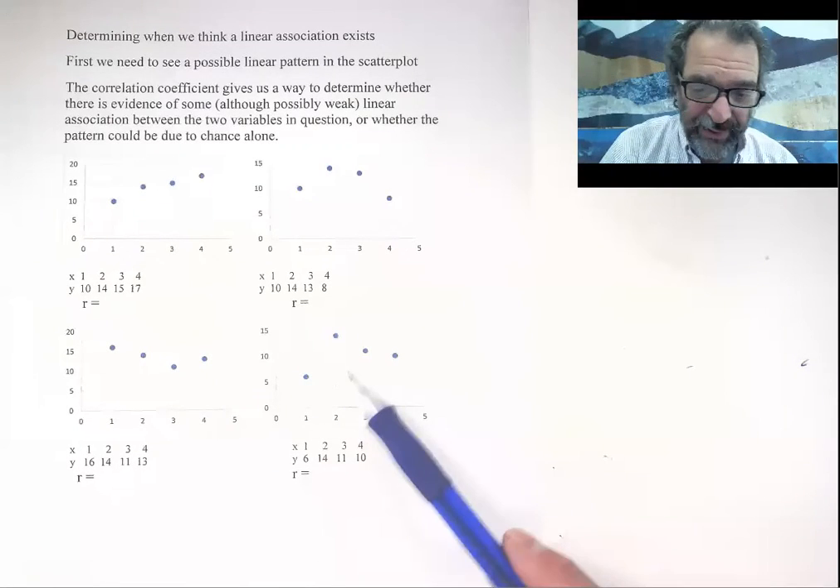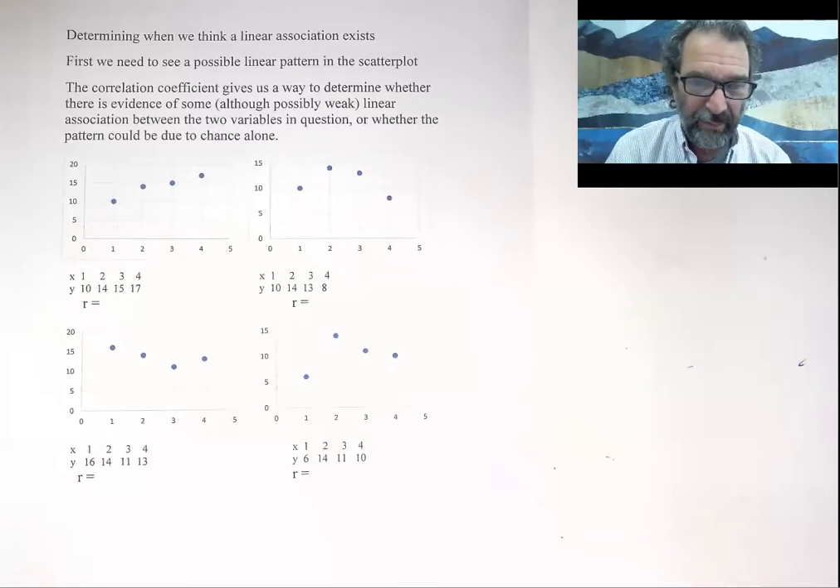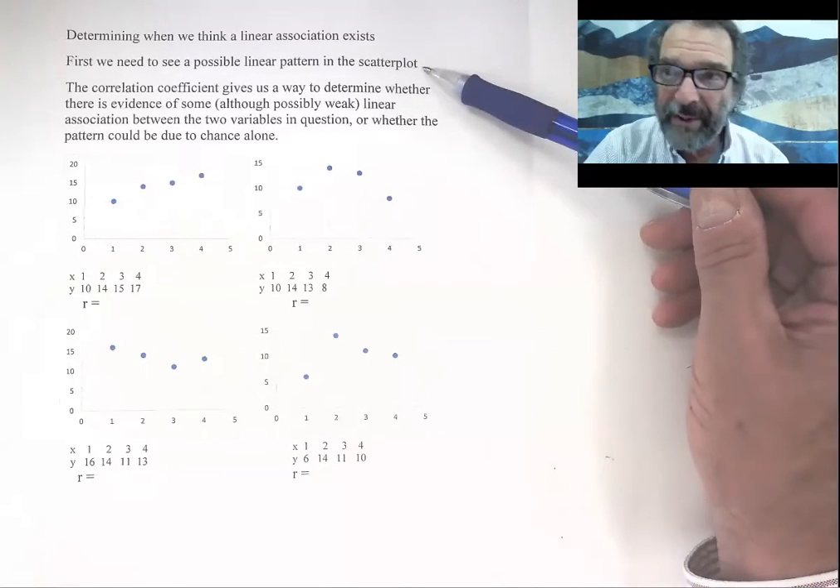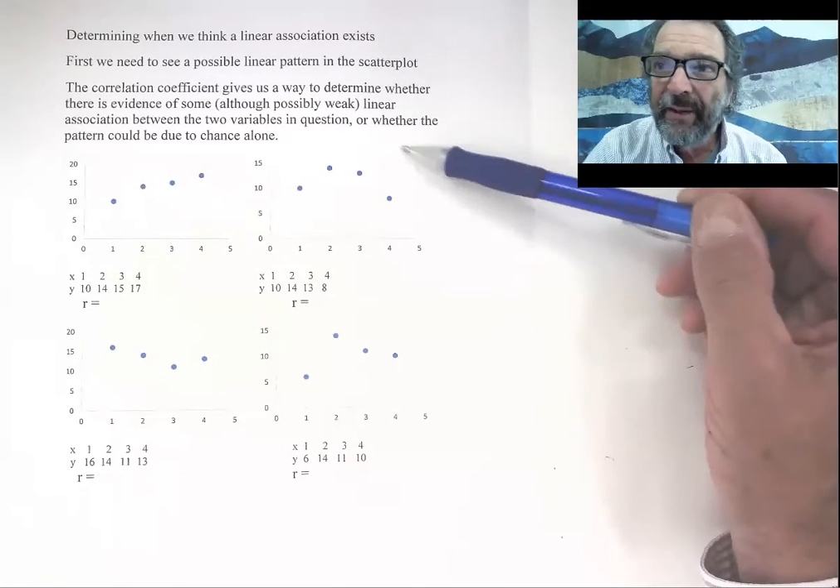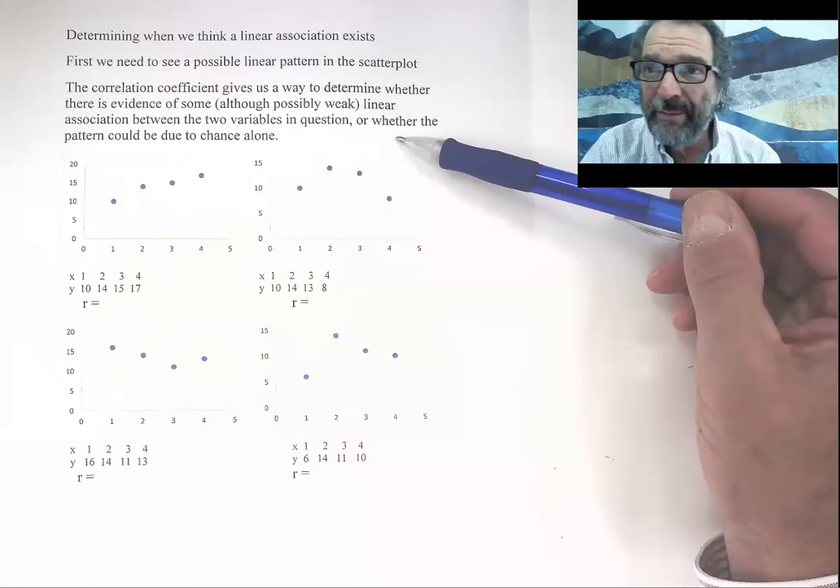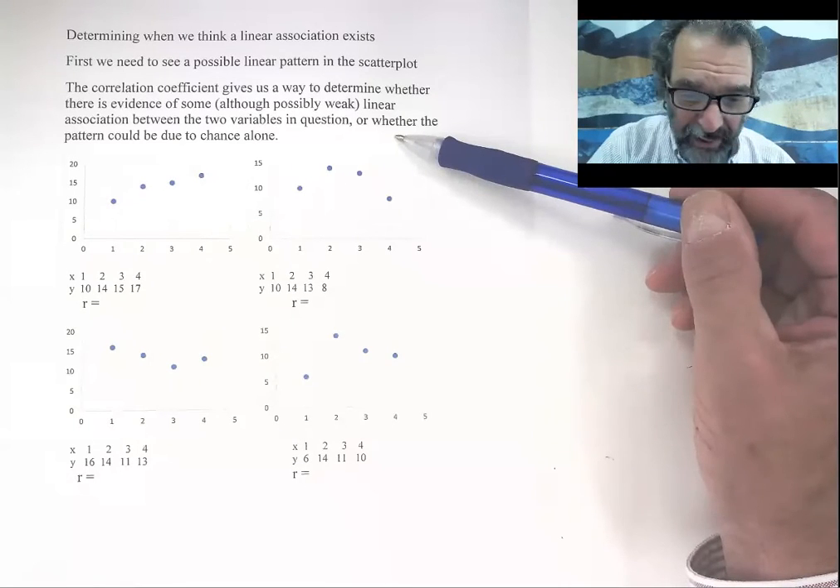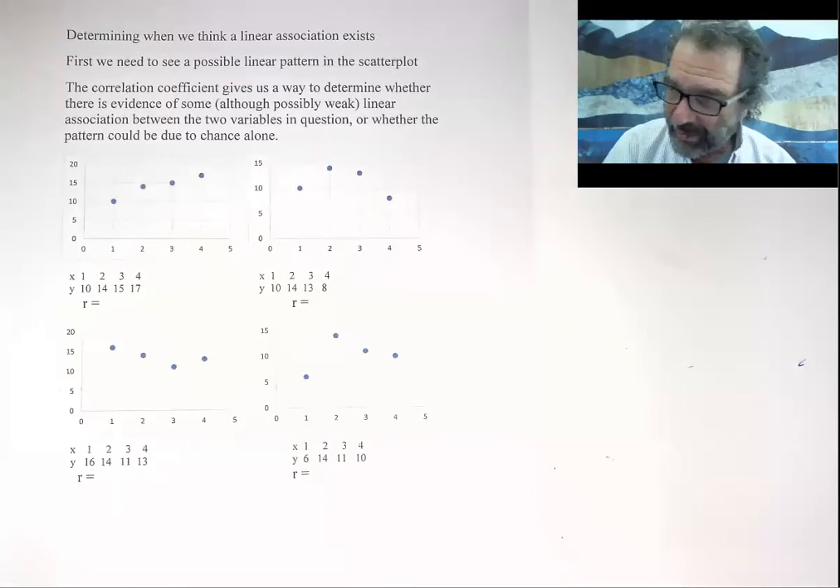And the plan is to compute the correlation coefficient. Since it tells the strength of linear relationships, maybe it says whether that relationship is not due to random variation. It's strong enough, it's not due to random variation. So we read here, first we need to see a possible linear pattern in the scatter plot. These are all possible. The correlation coefficient gives us a way to determine whether there's evidence of some, although possibly weak, linear association between the 2 variables, or whether the pattern could be due to chance alone. And the plan is to take the data and compute R.